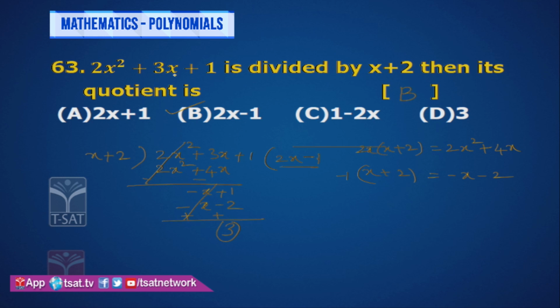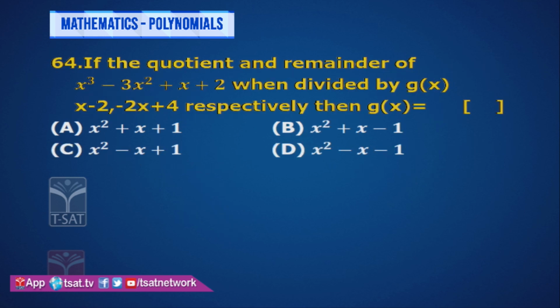2x square plus 3x plus 1 is divided by x plus 2. Then its quotient is, that means we have to find out the quotient. What did we get as the quotient? 2x minus 1. So the answer is 2x minus 1. Option B is the correct one.